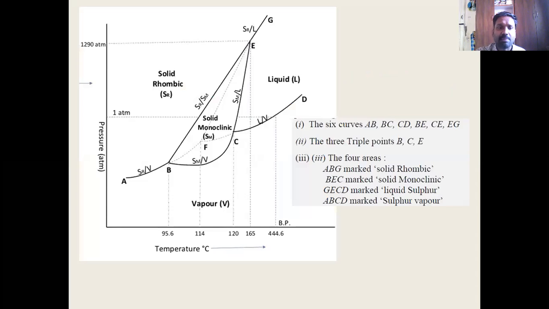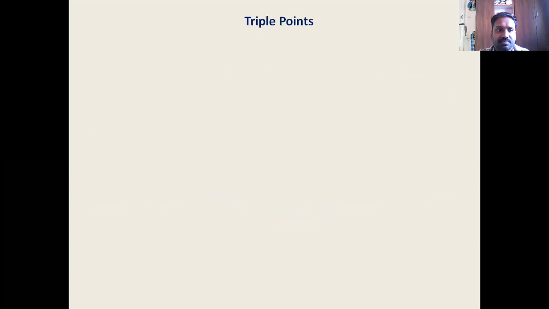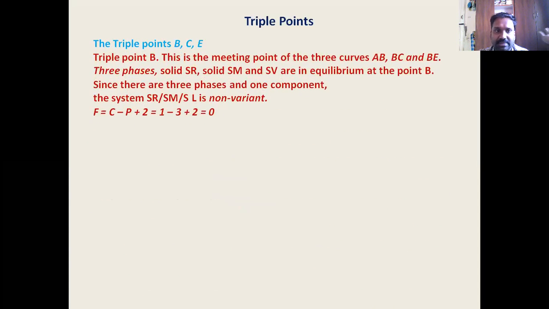Any curve for that matter, AB, BC, CD, they are all monovariant because the same formula you are going to apply. The number of phases will be 2 for any curve. In fact, in any phase diagram, a curve is always monovariant. Even in water, we saw this. A curve is monovariant. Okay, fine. Now, I have just listed out the different curves. Whatever I explained, I have just written here. Now we will come to triple points.